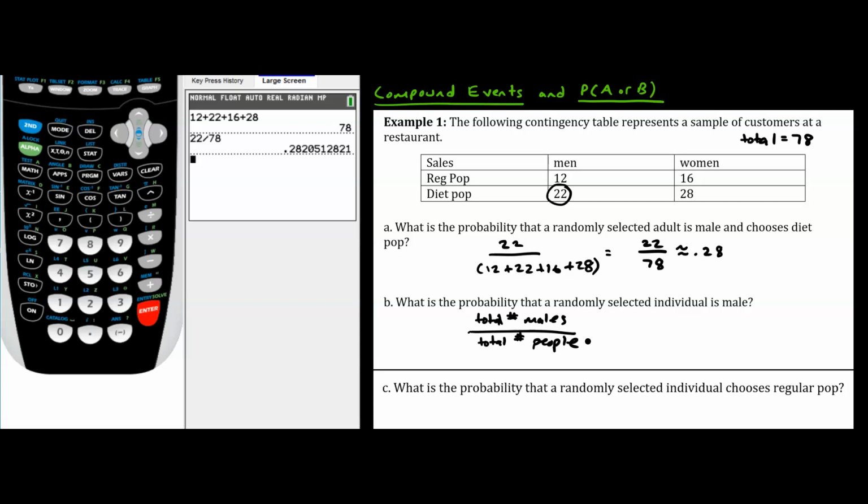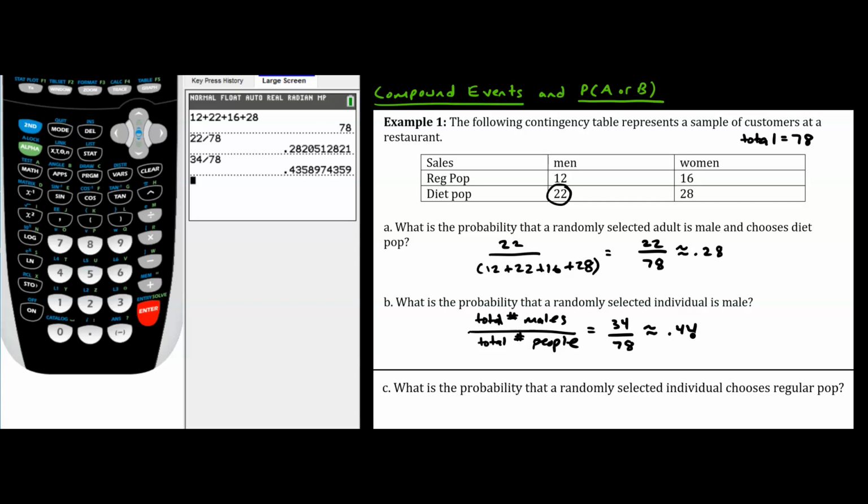To get the total number of men, we would just go to the men column and say, okay, we have 12 men in this category and 22 in this category. That would be a grand total of 12 plus 22, or 34 men. So this is going to be equal to 34 divided by 78. If we compute this in the calculator, 34 divided by 78 gives me right around 43.5%, but let's round up to about 44%.